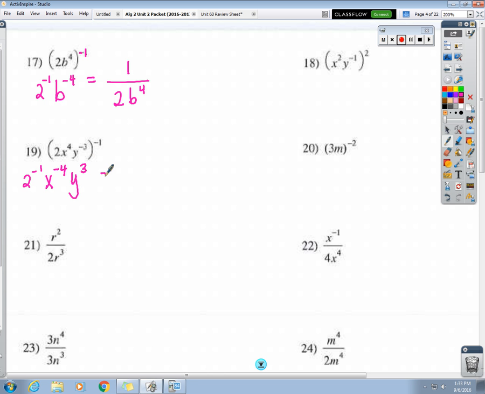So now, we obviously see that some stuff has to go to the bottom, but y cubed does not, does it? Because it's positive. It still goes up top. So that means you don't have to put a 1 up there because you have something in the numerator. And in the bottom, 2 will go down there, and x to the positive 4th.